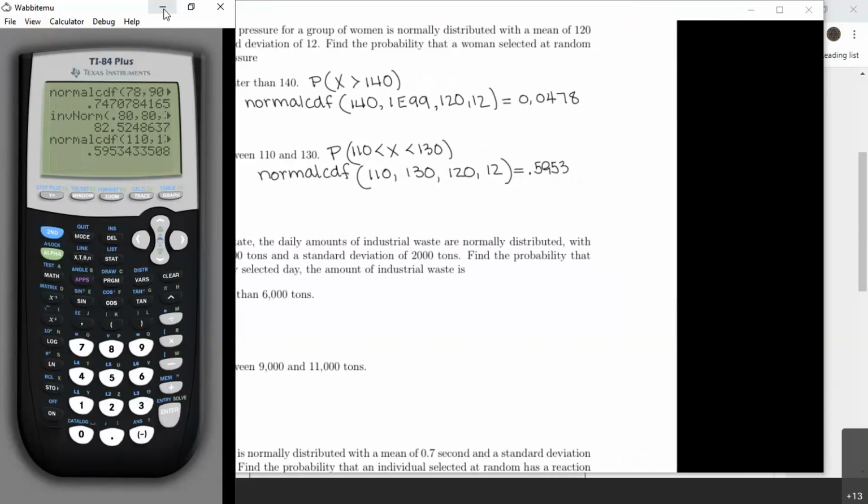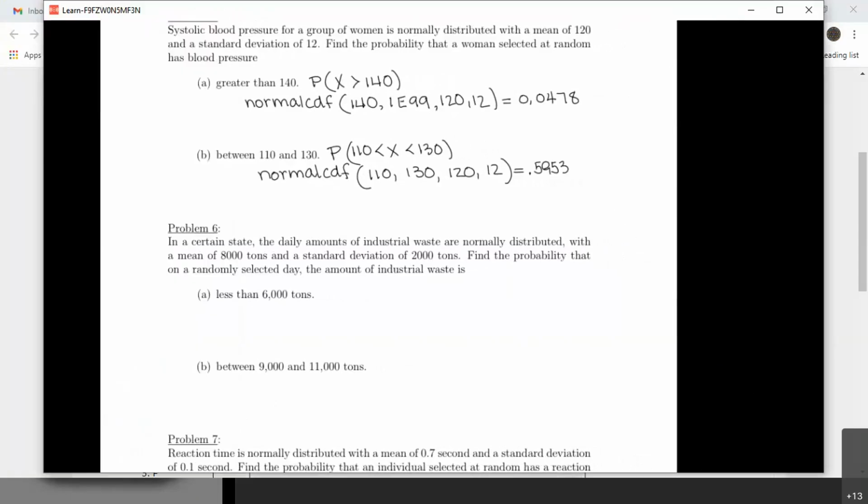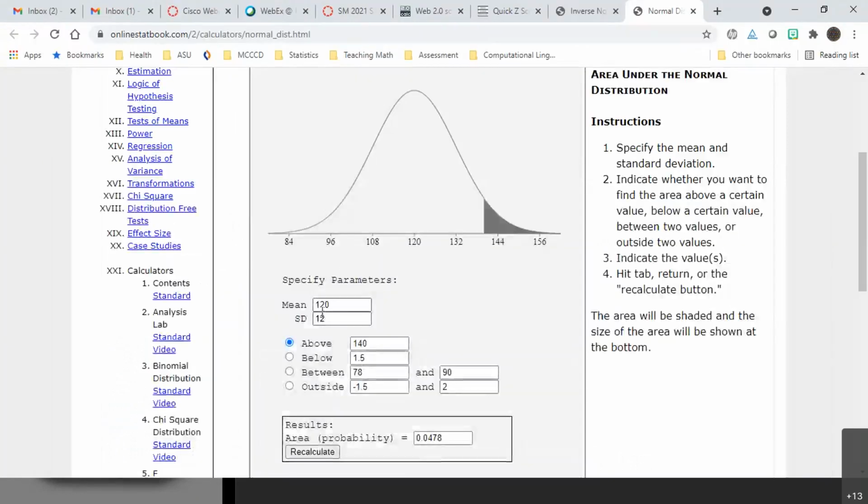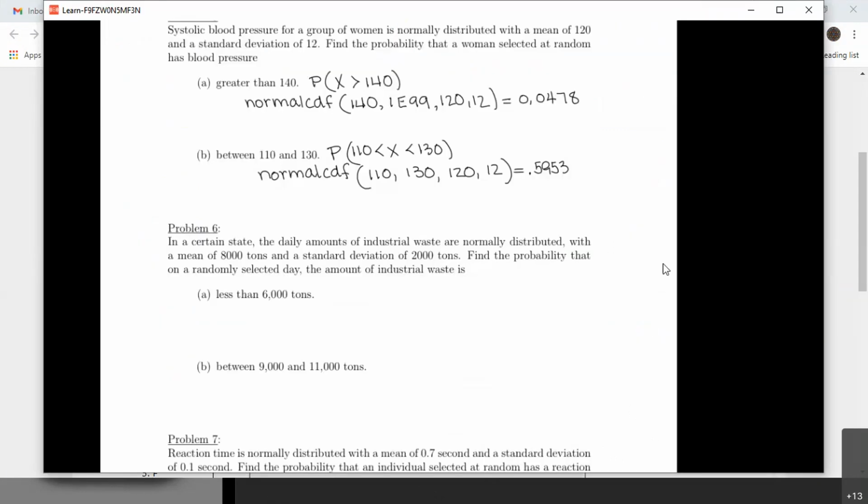Okay, and again, it'd be real easy to show it on the online calculator because I've already got my mean and standard deviation. I would just say between, and I'd put my between values here, 110, 130. I don't need to change the mean and standard deviation, and you can see I get the same thing. Okay, so again, whichever calculator you're comfortable with, feel free to use that.